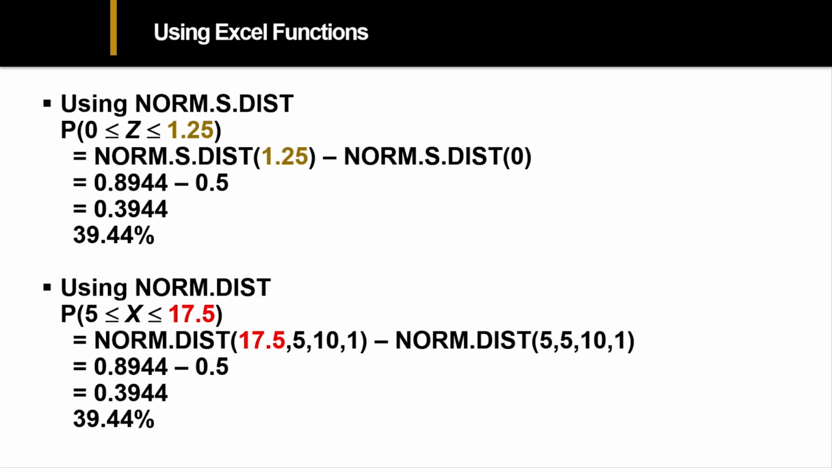So we're saying exactly the same thing. What's the probability between 5 and 17.5 given this specific normal distribution? But we can always get it down to the standard normal and say, what's the probability between 0 and 1.25? They are equivalent and mean the exact same thing.